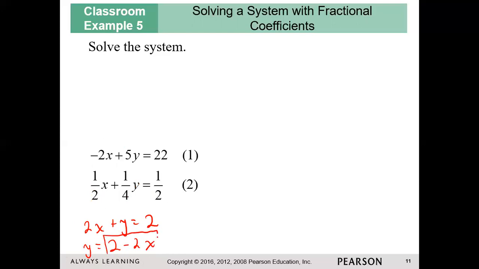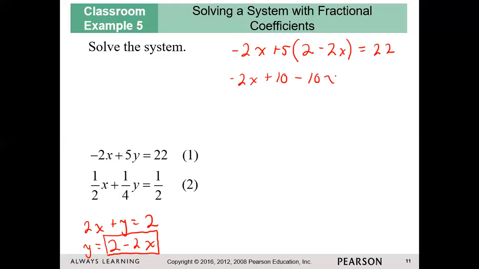And then from here, we box up all the stuff that y is equal to, and we send it over to the other equation. So we end up with negative 2x plus the 5 that lives there. We are taking y out, and we are placing this 2 minus 2x in there is equal to 22. So we have negative 2x plus 10 minus 10x is equal to 22. Negative 12x plus 10 is equal to 22. Negative 12x is equal to 12. X is equal to negative 1.